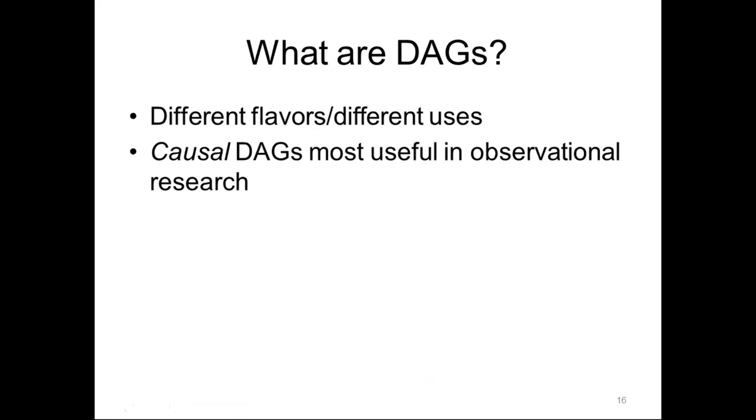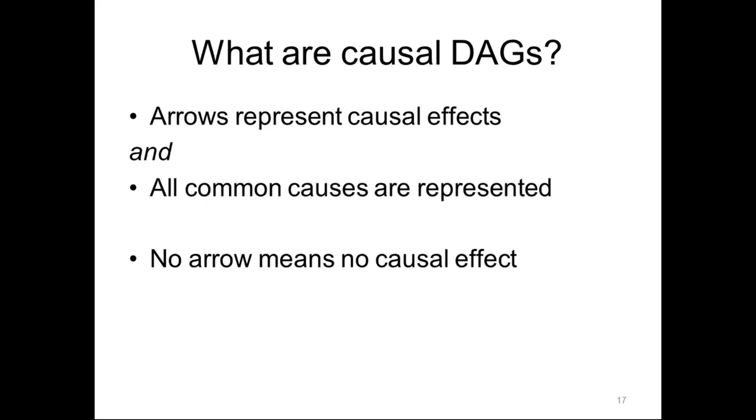There are different flavors for different uses. What I'm going to be talking about is causal DAGs, because I think these are most useful in observational research. So what is a causal DAG? It means that the arrow represents a causal association: this thing causes that thing. And that you've got all of the common causes. If you're looking at exposure and outcome, you have in some way represented all of the common causes of that exposure and that outcome. From an epidemiologist's perspective, it means you've got all of the confounders there. You don't necessarily have to write out each one. You can say L equals a whole bunch of different stuff. And no arrow means no causal effect.